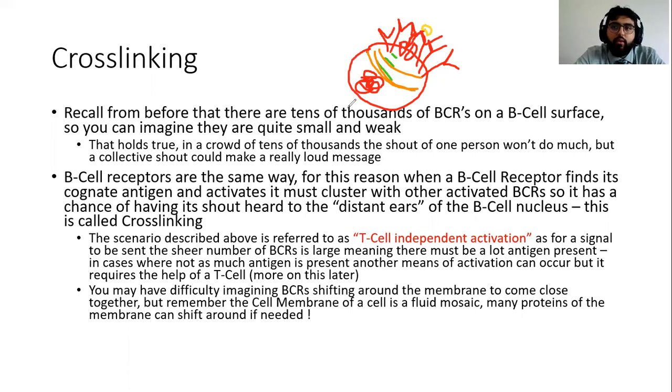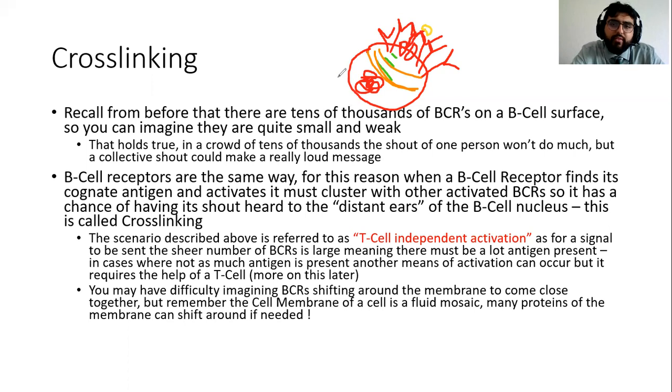And so I don't want you to think of the cell membrane as some fixed type of thing. Remember, it's a fluid mosaic, so proteins inside of it can shift around. You know what I'm saying? And so that's what happens. They shift around, and usually they shift around in a region where the B cell is facing the pathogen or whatever source of antigen there is, right? And so this is very important.